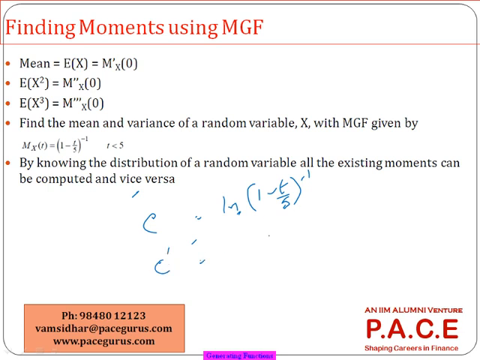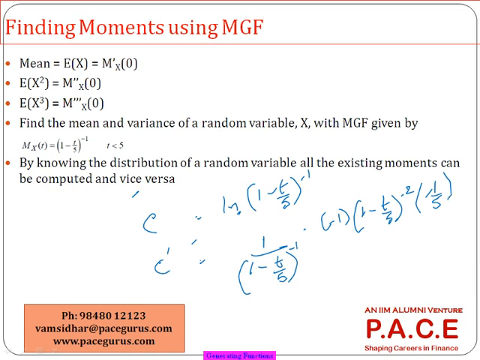log x, the derivative is 1 by x, first thing. And after that I take the derivative of this entire thing, which is nothing but minus 1 into 1 minus t by 5 to the power minus 2 into minus 1 by 5. This is the derivative. Right? And now if I substitute t equal to 0, I get the mean.